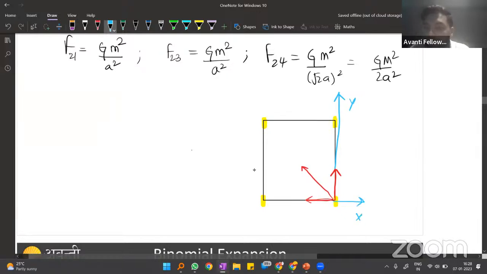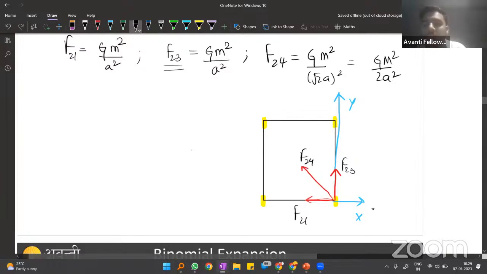x-axis, right? So this force, what was this force called? This force was called F23, right? F23 is in the y-axis. F21 is in the negative x-axis. But this one is in the center of both the forces. It's neither in the x-axis nor in the y-axis. So what do we have to do for F24? F24 is like that student who is not listening to any teacher, neither X teacher nor Y teacher.